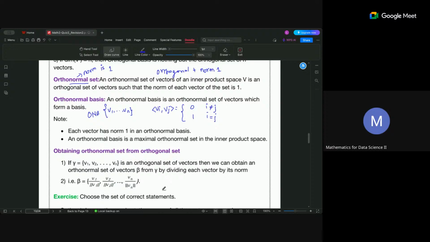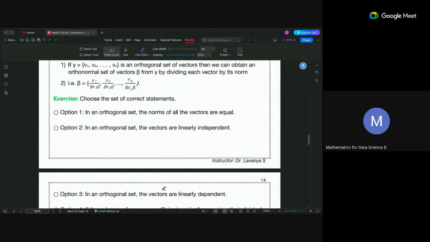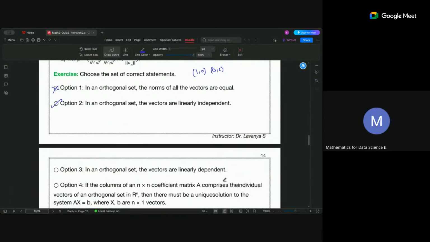Okay, fine. Now choose the correct options from the following. Let us look at the first statement: in an orthogonal set, the norms of all the vectors are equal. Is it true? No. In an orthogonal set, the norms need not be equal. For example, take (1, 0) and (0, 2). They are orthogonal, but the norms are different. In an orthogonal set, the vectors are linearly independent. Yes. In an orthogonal set, the vectors are linearly dependent. Of course, incorrect.